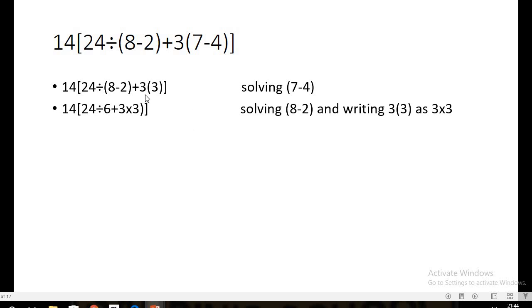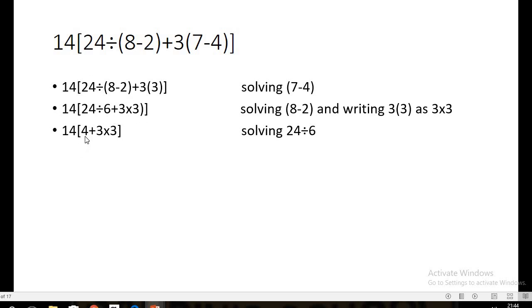Right, and then here 3 bracket 3 means 3 multiplied by 3, because there is no sign between 3 and 3, only a bracket is there. It means multiplication. So we have converted this sign into multiplication, and we have solved this 8 minus 2 and written it as 6. Now first we will divide 24 by 6, because according to BODMAS division is always in preference to addition and multiplication.